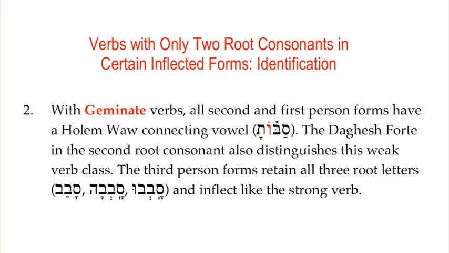Next, look at number 2. With geminate verbs, all second and first person forms have a holum wow connecting vowel. The doggish forte in the second root consonant also distinguishes this weak verb class. The third person forms retain all 3 root letters and they're not weak. So it's only the first and second person forms that will require special attention. The doggish forte in the second root letter and the holum wow connecting vowel will distinguish the geminate verb from third he verbs and from biconsonantal verbs.